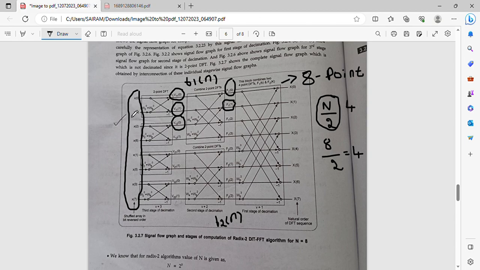First, what is your input, and what happens to your input? Very first thing, I'll tell you about this in a neat manner. So see here, you can see this input x of 0, x of 4, x of 2, x of 6, x of 1, x of 5, x of 3 and x of 7, all are the inputs given to you, right? But the inputs given to you are in order.